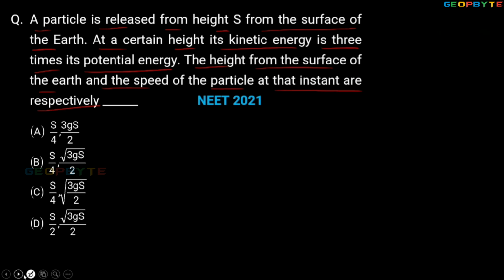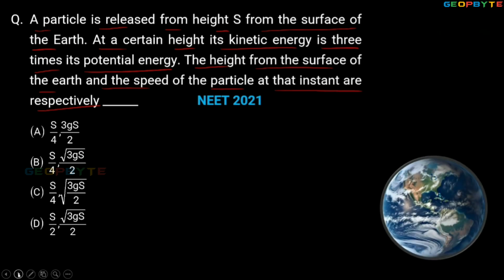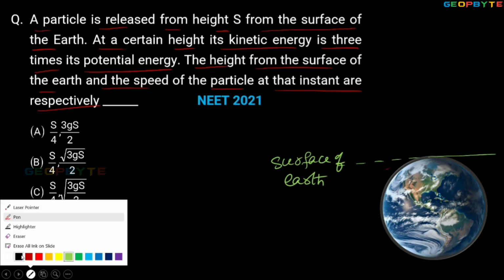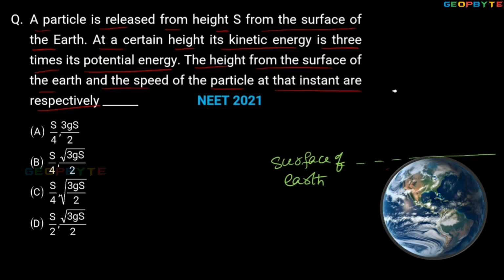Okay, for that, let us take the earth. First, let me mark the surface of the earth. This is the surface of the earth. Let me mark the initial position of the particle. This may be the initial position of the particle, let that be A. At A, the initial velocity u equals 0 because it is dropping down. And this height is given as s.